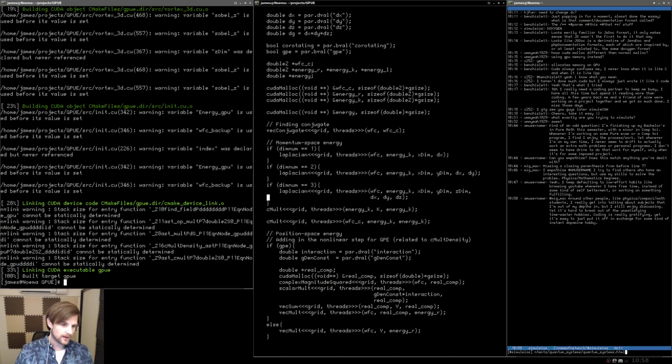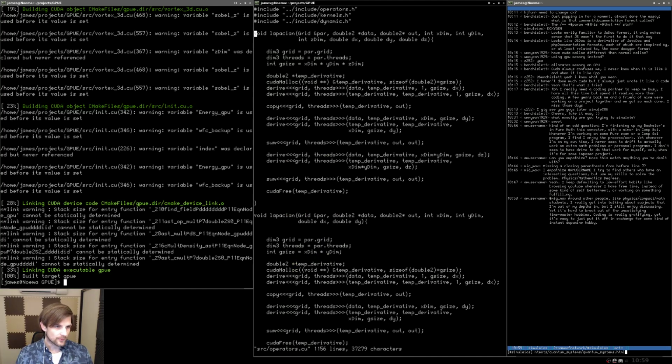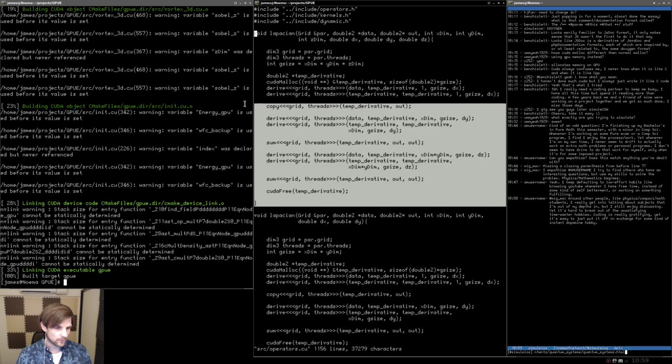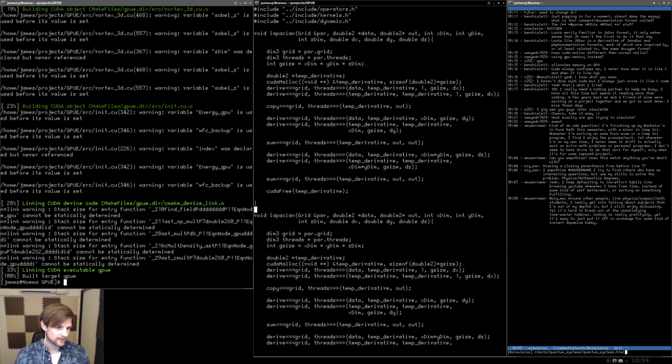Okay, so now I have to implement one more Laplacian function. So let's go ahead and do that right now. Let's see, where was it before? I believe it's in operators.cu. So let's go to vi source, operators, and let's go ahead and implement the 1D Laplacian. So I'm just going to grab this. 1D Laplacian is rather straightforward. It's just basically d squared, but that's okay.